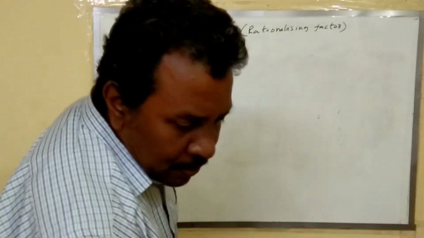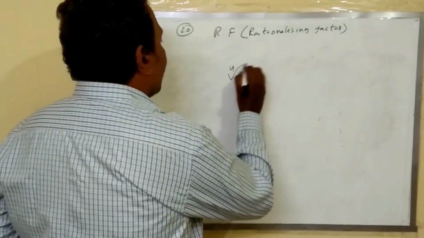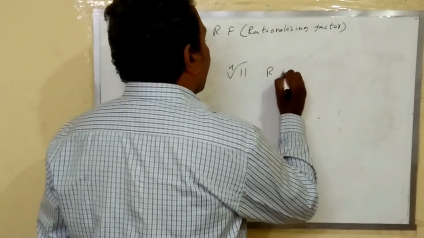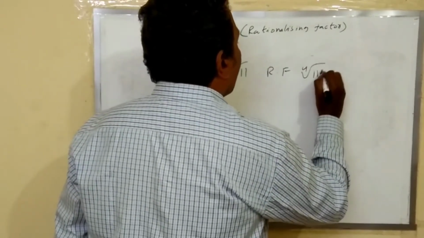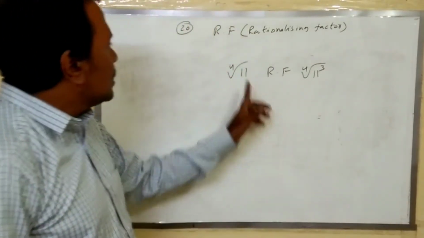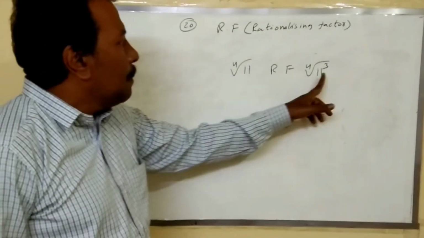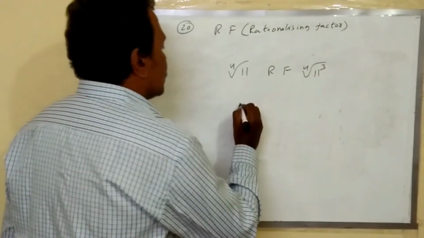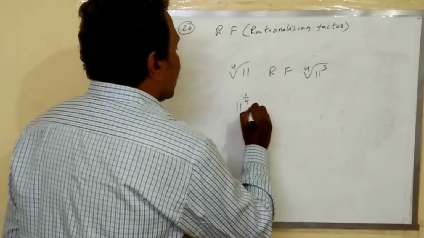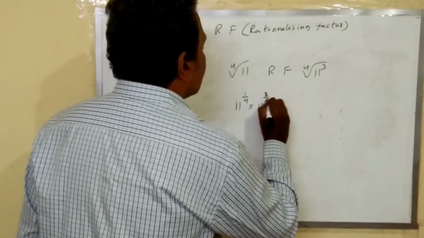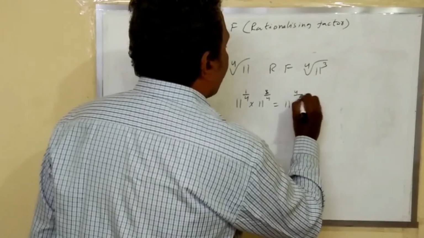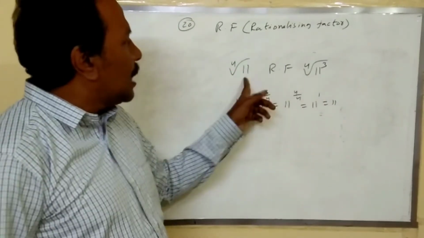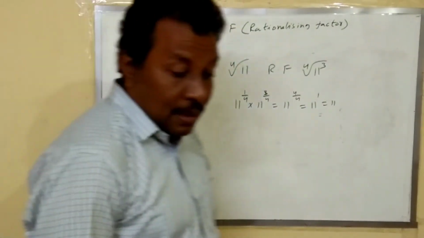Similarly, can you tell what is an RF of 4th root of 11? No doubt, the RF of 4th root of 11 is 4th root of 11 power 3. Because 1 plus 3 is equal to 4. So this is 11 power 1 by 4 into 11 power 3 by 4, which is equal to 11 power 4 by 4, which is 11 power 1, equal to 11. So both are RFs of each other. So from this what do we infer?